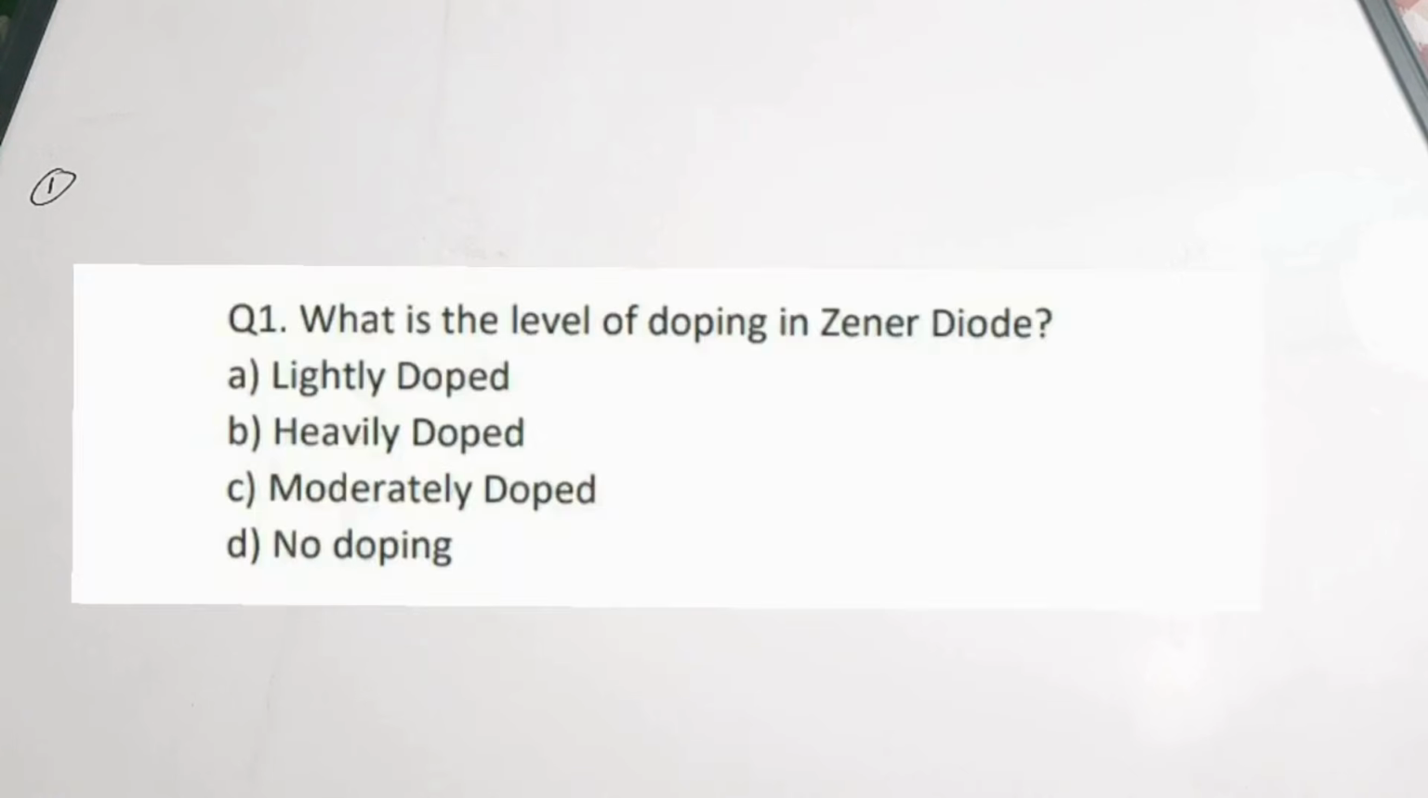So the first question, you'll be seeing the question on the board. What is the level of doping in a Zener diode? A. Lightly doped. B. Heavily doped. C. Moderately doped. D. No doping.